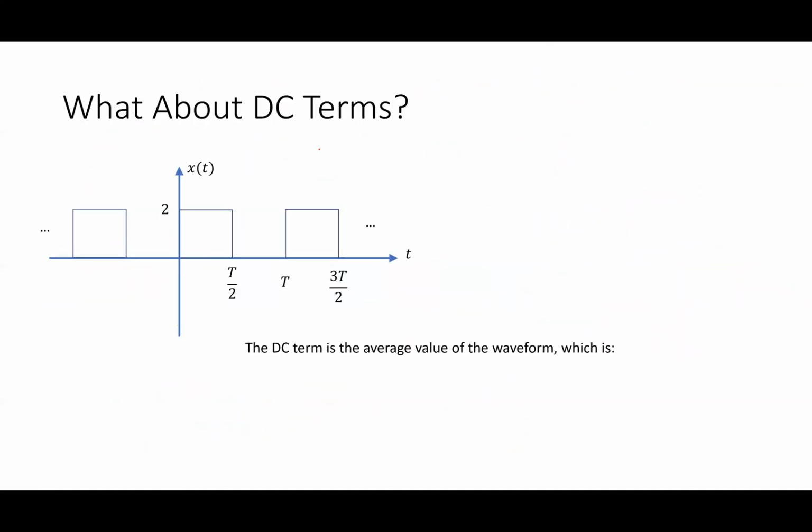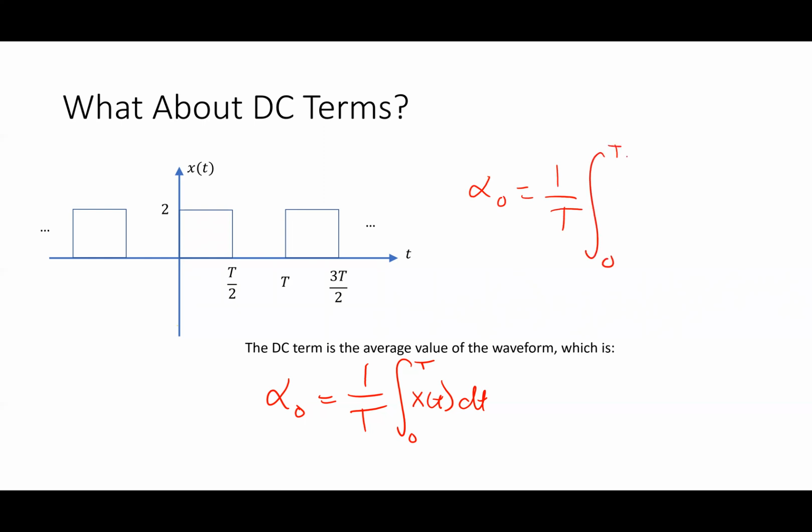So I have to approach the DC term separately. I said it's the average value of the waveform, so alpha 0 is 1 over T, integral 0 to T of x(t) dt. For this particular waveform, that's super easy to do. Basically that's saying alpha 0 is 1 over T, integral 0 to T of 2 dt.